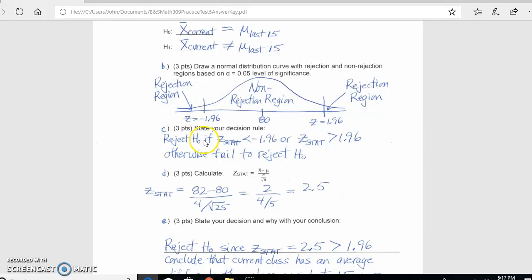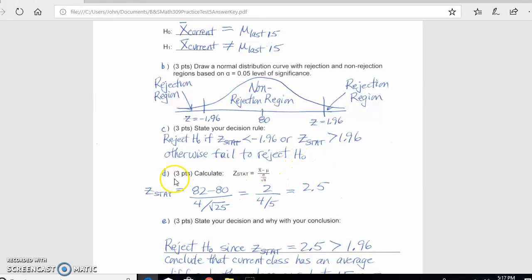For letter C, we want to state our decision rule, which is that we're going to reject the null hypothesis if the z-stat is less than minus 1.96, which means it's in this region here, or if the z-stat is greater than 1.96, which means it's in this region here. Otherwise, we fail to reject the null hypothesis.